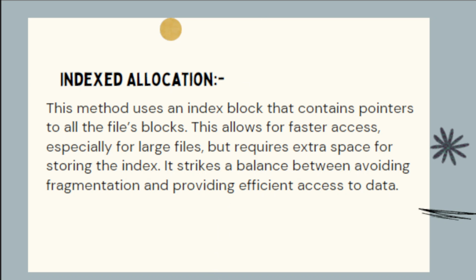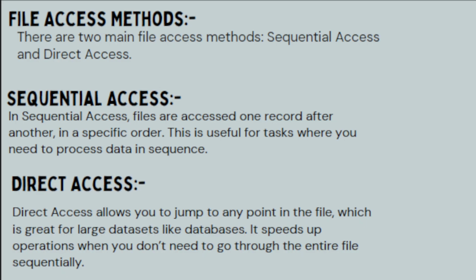Now that we understand how files are stored, let's talk about how they are accessed. There are two main file access methods, that is sequential access and direct access. In sequential access, files are accessed one record after another in a specific order. This is useful for tasks where you need to process data in sequence, like reading logs or playing music.